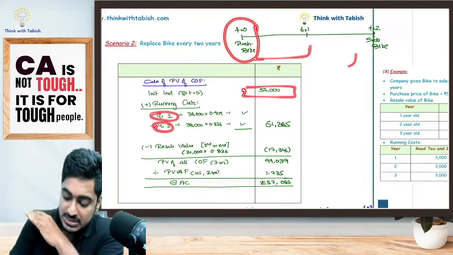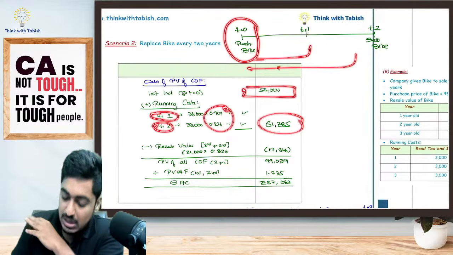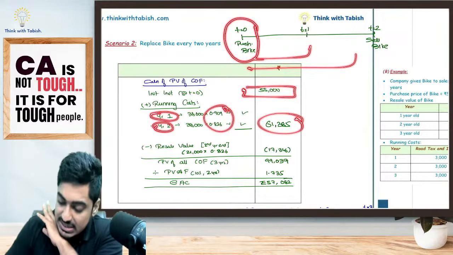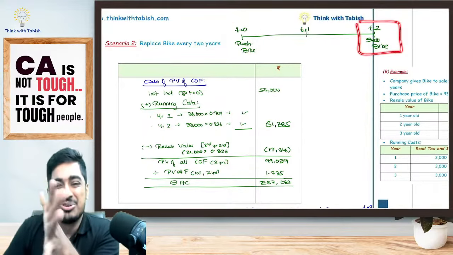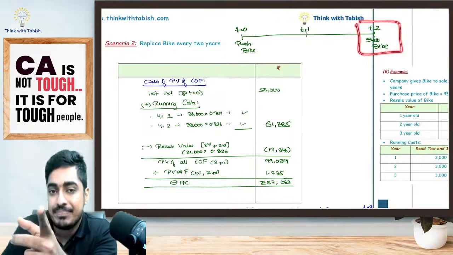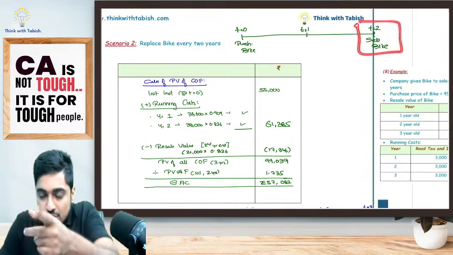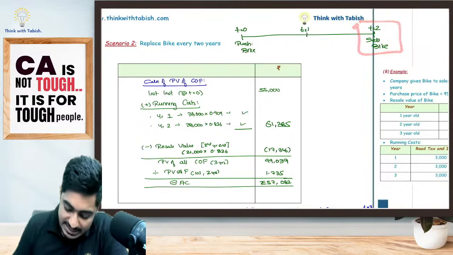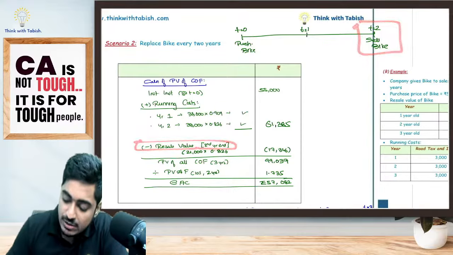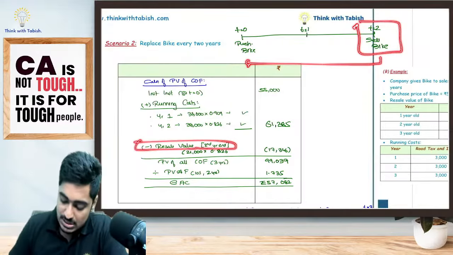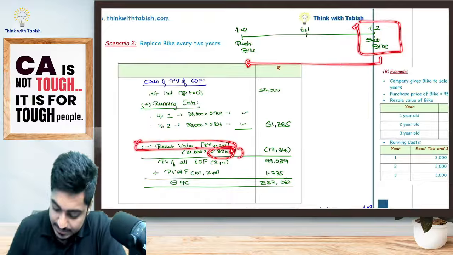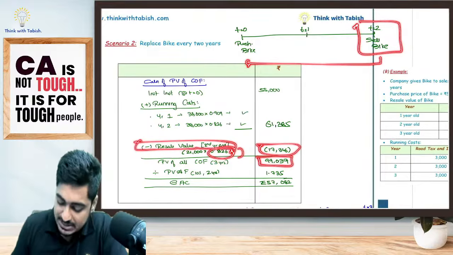Yes, I have to bring it to present value. I brought it to present value. I got the running cost present value. Next, at the end of 2 years, I'm telling, no, I don't want this bike. I will sell. That means I will get some money. Yes or no? I will reduce my cost by the resale value. I got that at the end of the second year. Bring it to present value, using the second year's present value factor. Okay, you got the total present value.